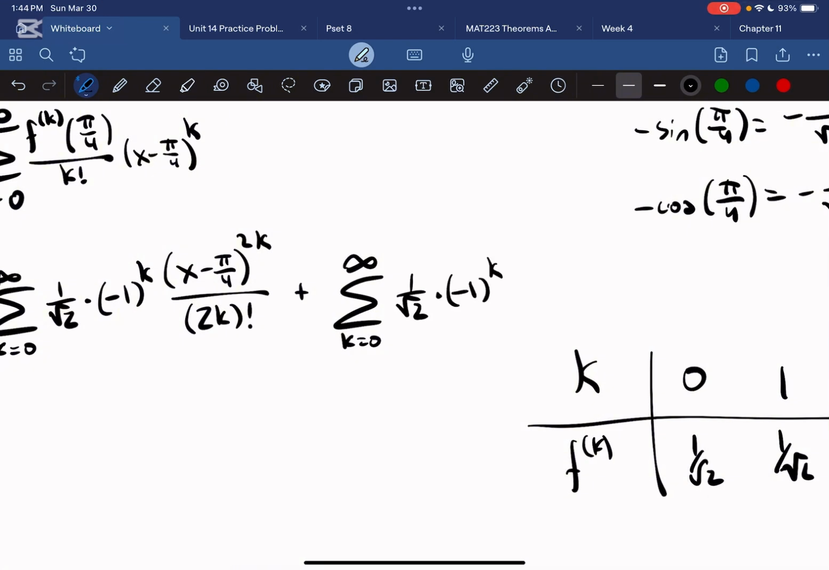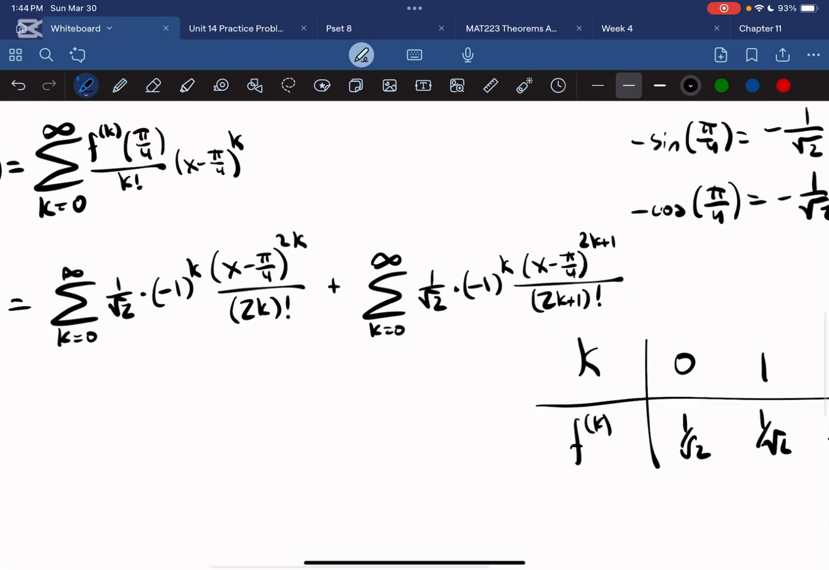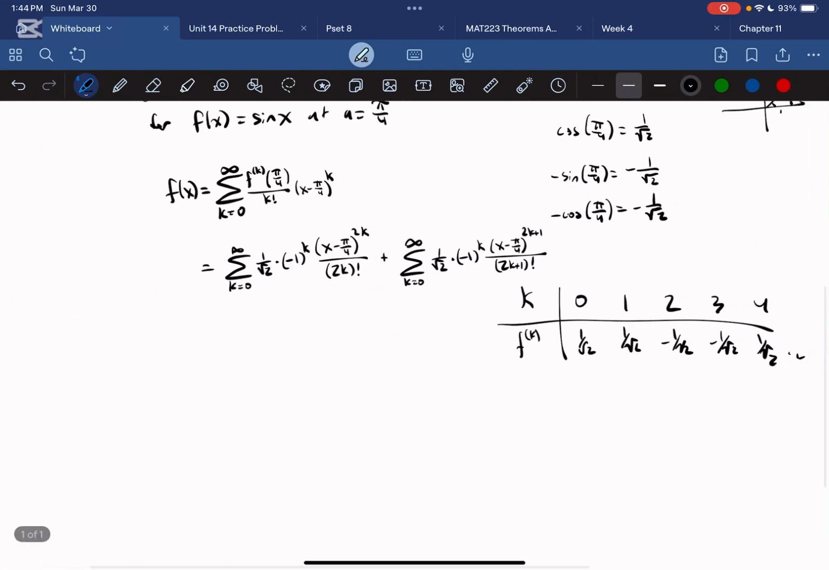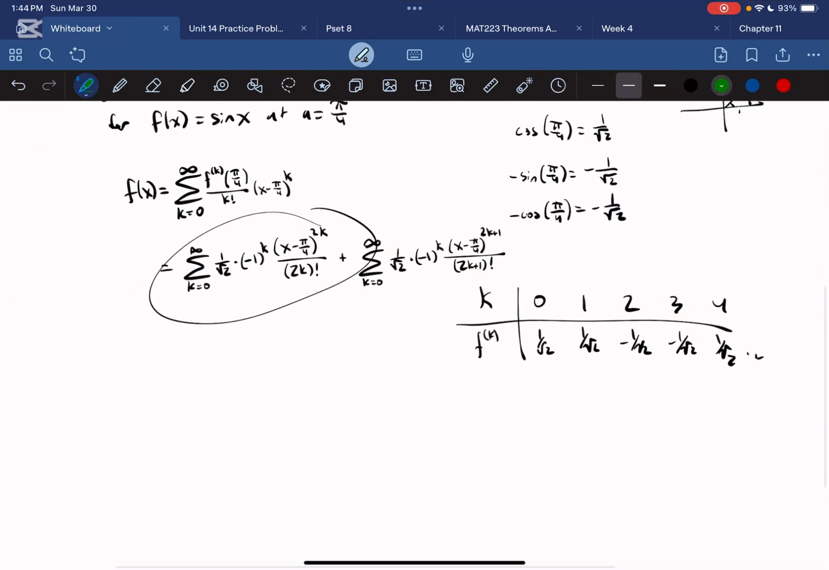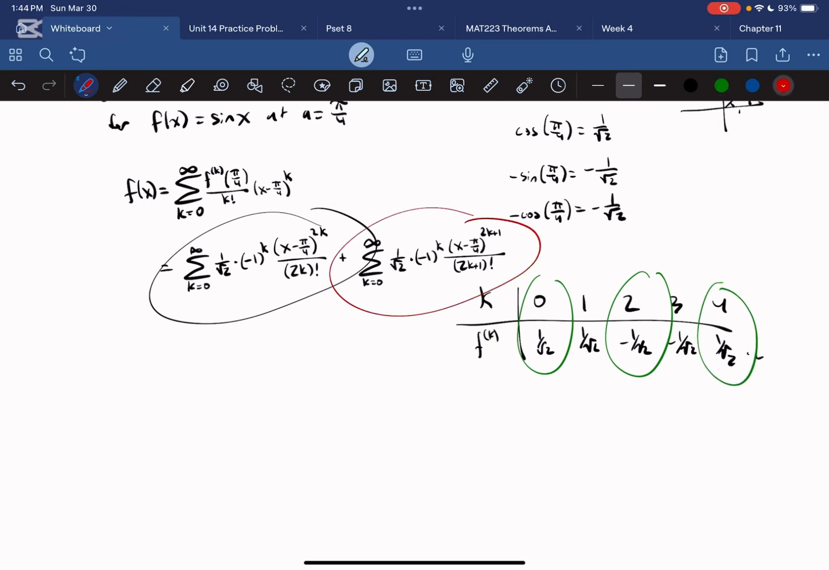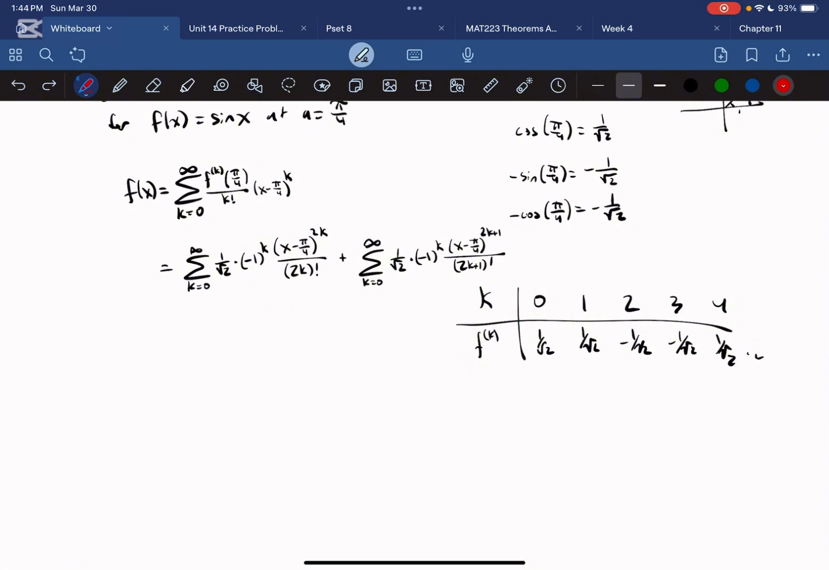And this one should be even, right? Oh, sorry, odd. This one should be odd, right? And notice how this will get us every single term here. And then this one gets us every single term here. And so when we add the two together, we end up with our entire series.